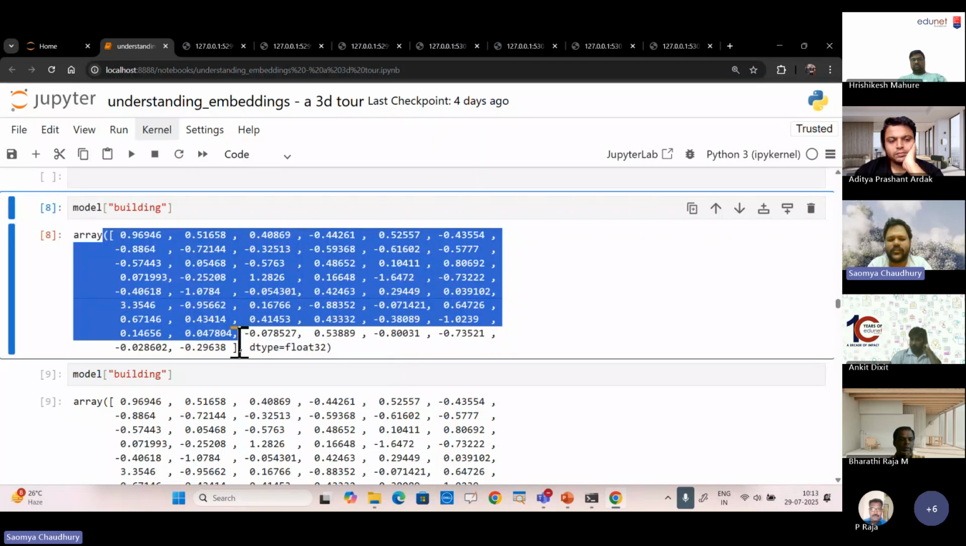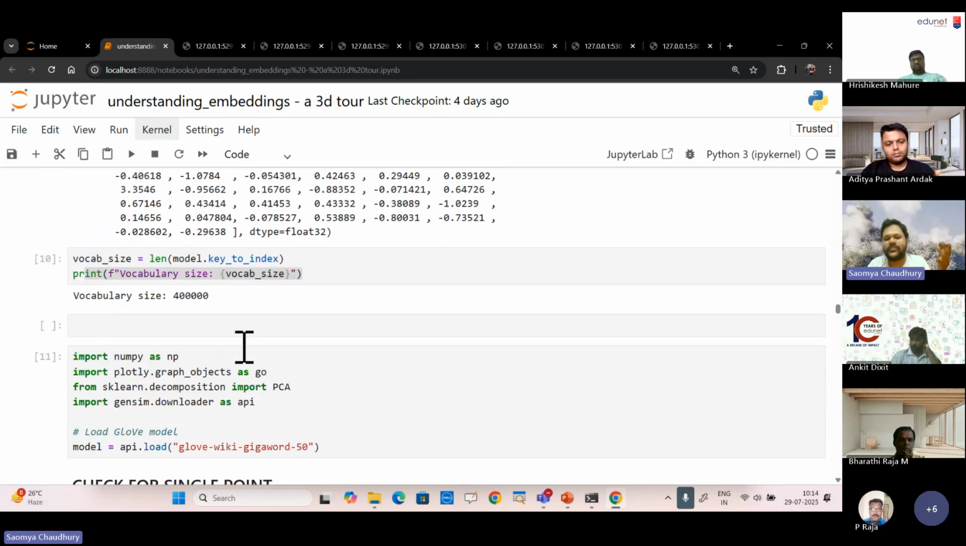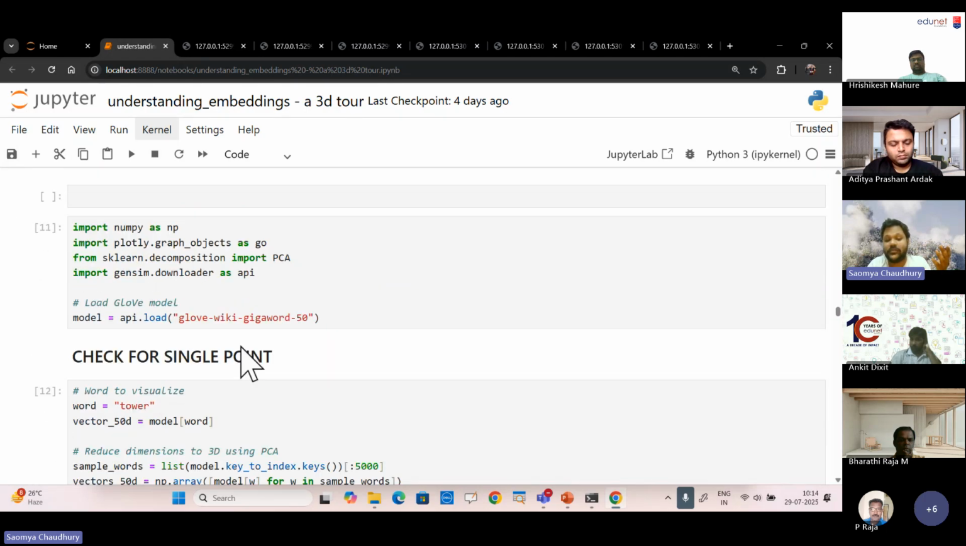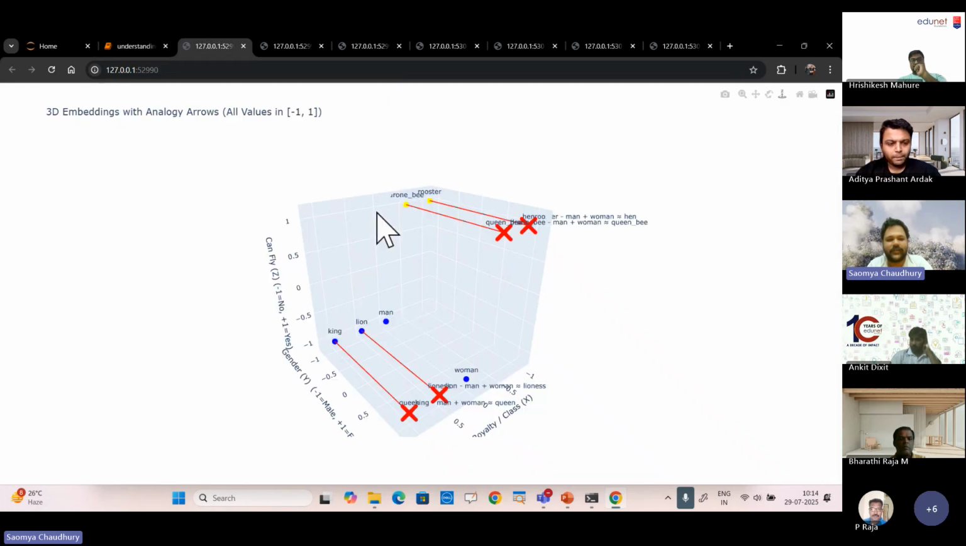So you have so many dimensions. The whole idea is that you want to reduce this many number of dimensions to fit into a three-dimensional perspective. One of the mechanisms which is very popularly used is PCA, or principal component analysis, where you project those onto a lower dimension, and that is what is happening here.